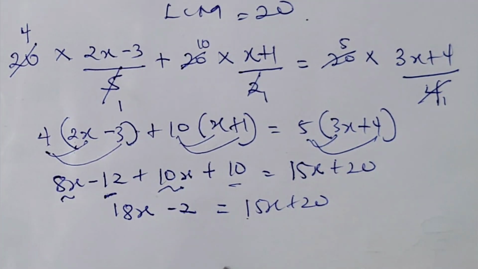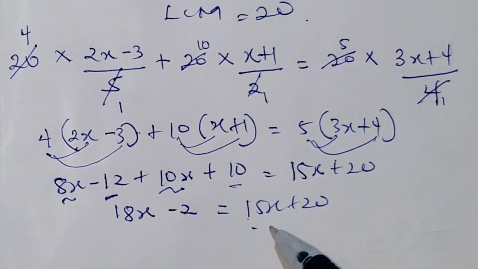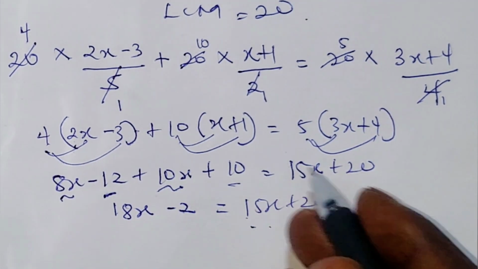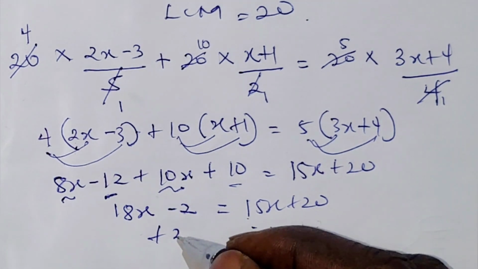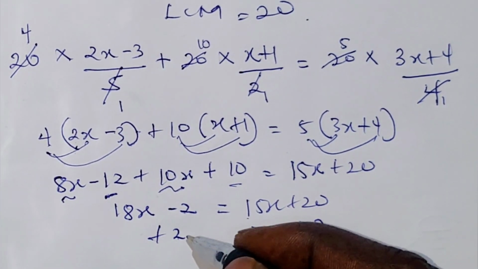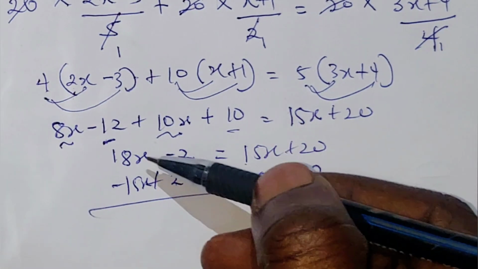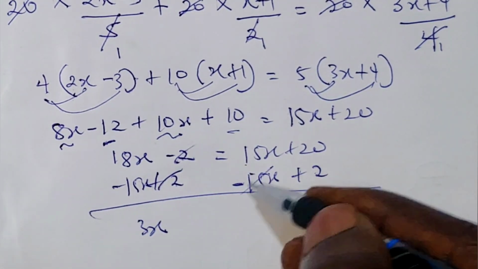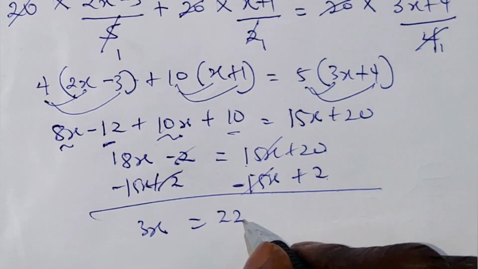Then we can group like terms. We take away 15x from here. Then we add 2 here. So you're going to add 2 here so that cancels. And whatever we do to the left, we do the same thing to the right. And we take away 15x from here. Hope you understand. So that 18x minus 15x will give us 3x, and this cancels that. This also cancels this, and then 20 plus 2 gives us 22.